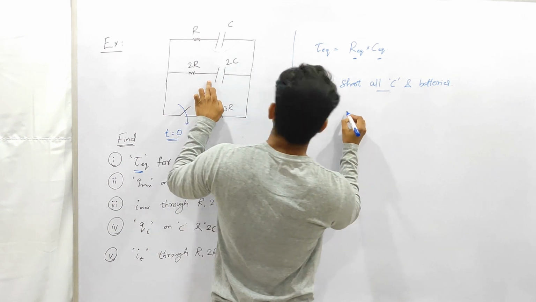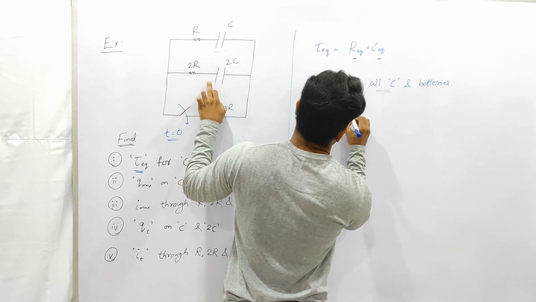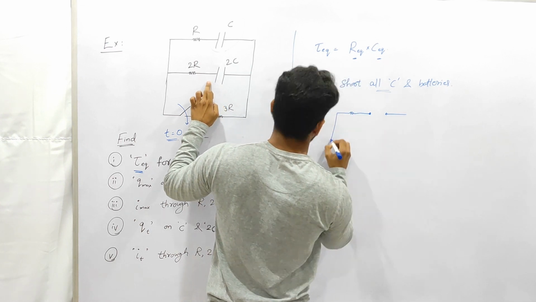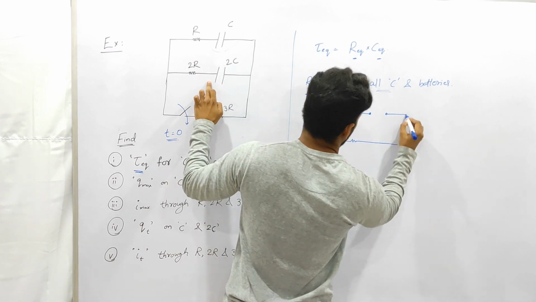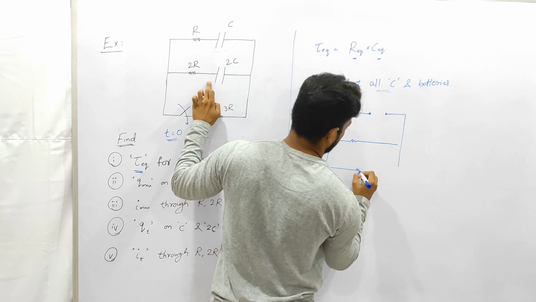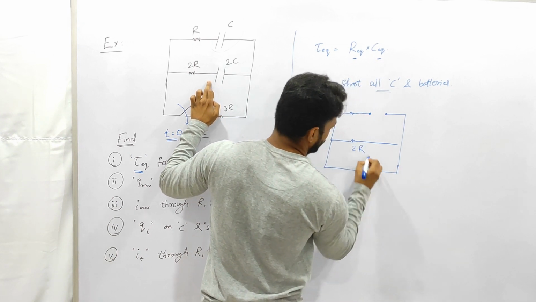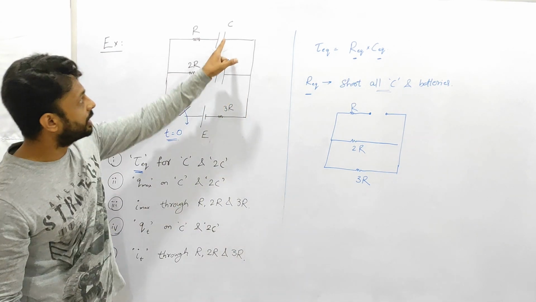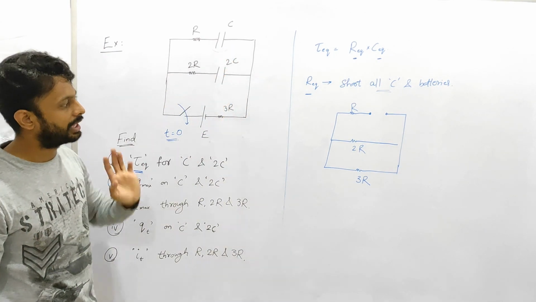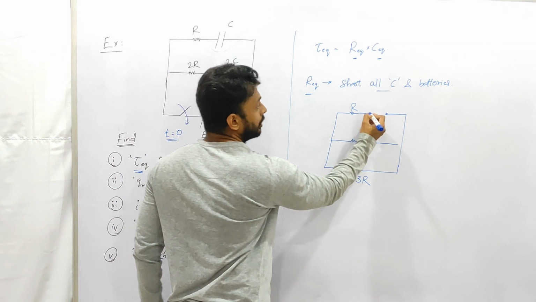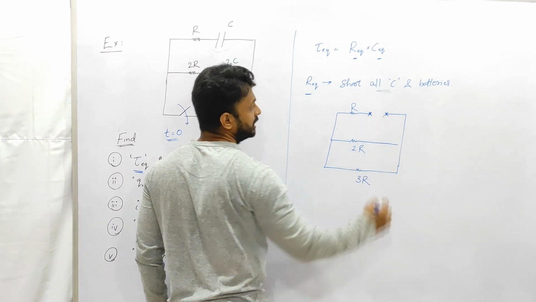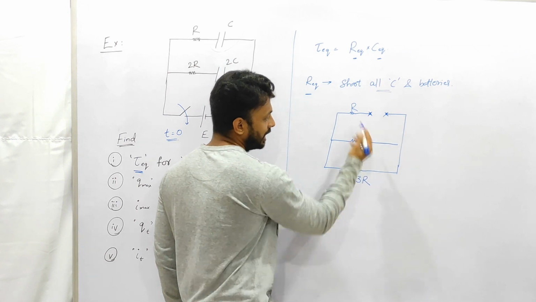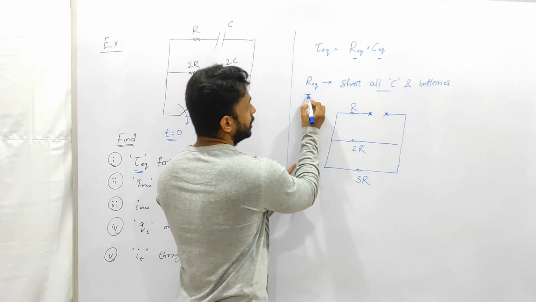So then what simplified circuit comes out to be? Here R, 2R, and this is 3R. Except that required capacitor, the remaining capacitors and batteries should be shorted. And across the plates of the required capacitor, we need to find the R equivalent. So I repeat, across these two terminals, find the R effective of the circuit. That will be your R equivalent.